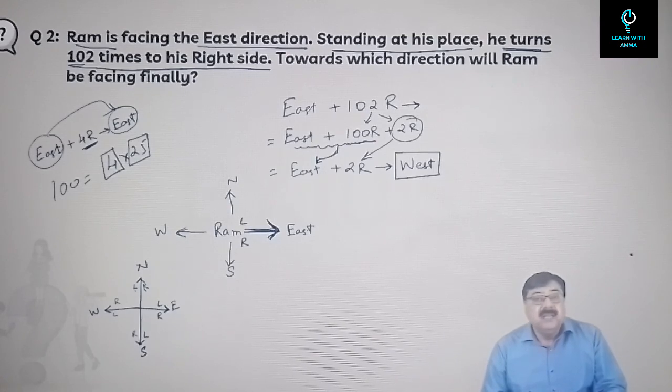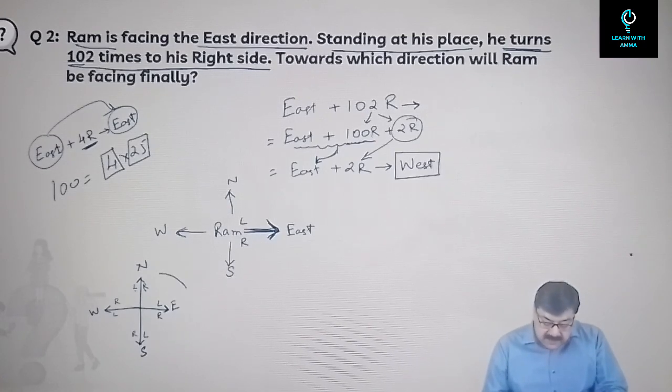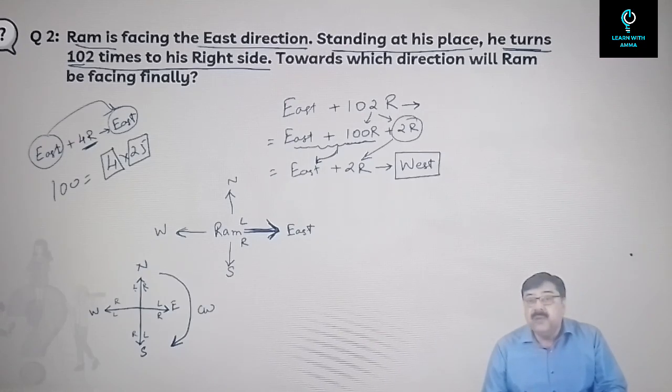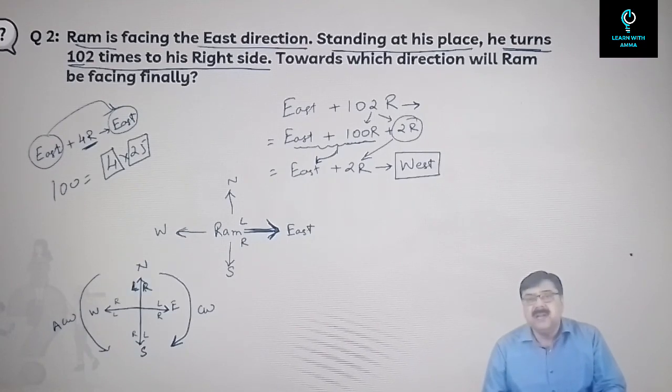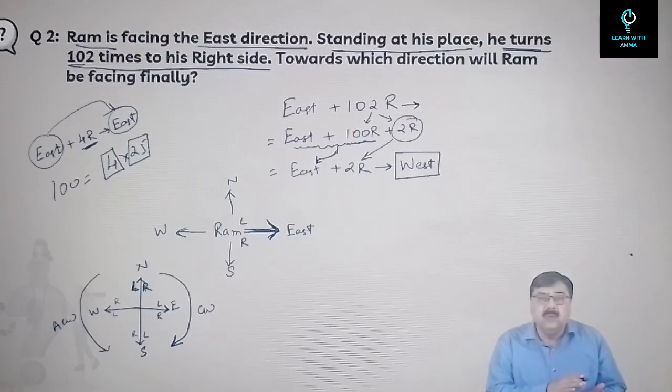Now this is one method. The second one is, if a person is moving towards right side, that means he's moving in clockwise direction. And conversely, if a person is moving towards anti-clockwise side, that means he's moving towards the left side. So right is clockwise, just remember that. Opposite of right is left, so opposite of clockwise is anti-clockwise direction.